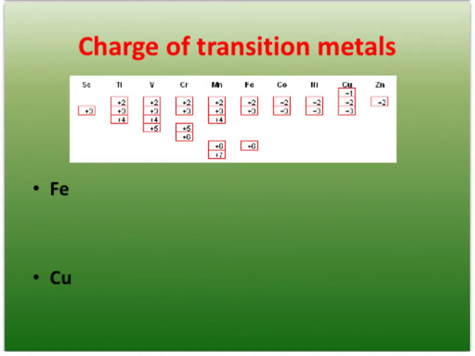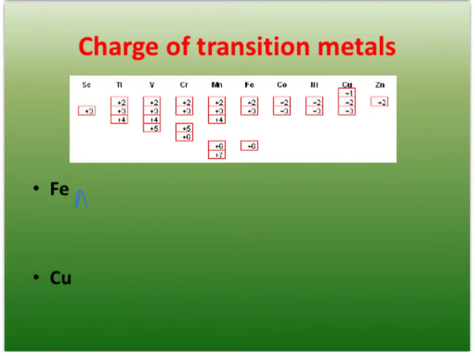So what about the charge of transition metals? Transition metals, as we see here, do not form one set of charge. So you can see iron has 2, cobalt, nickel, copper. They have multiple charges that they can form. What is responsible for that? Let us look at iron as an example.